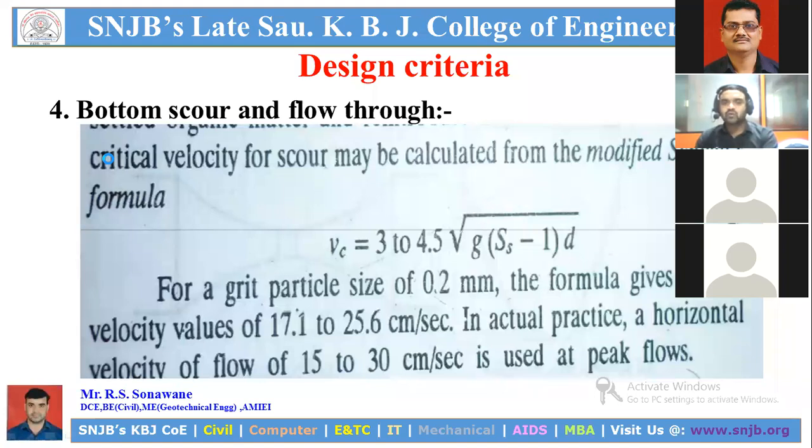This is about scouring velocity. So scour may be erosion action on the bank of a unit, so this is the critical velocity. Always consider the horizontal flow velocity as 15 to 30 centimeter per second at peak flows.